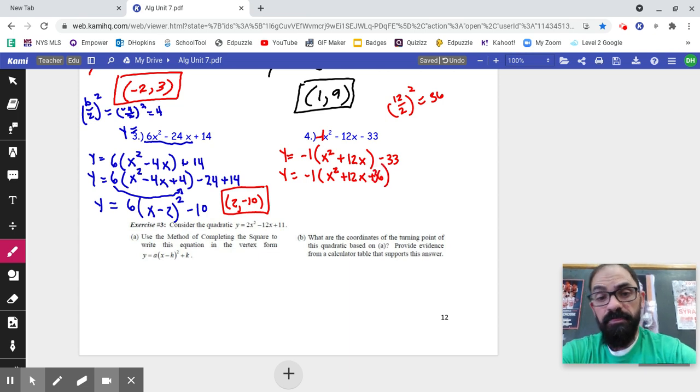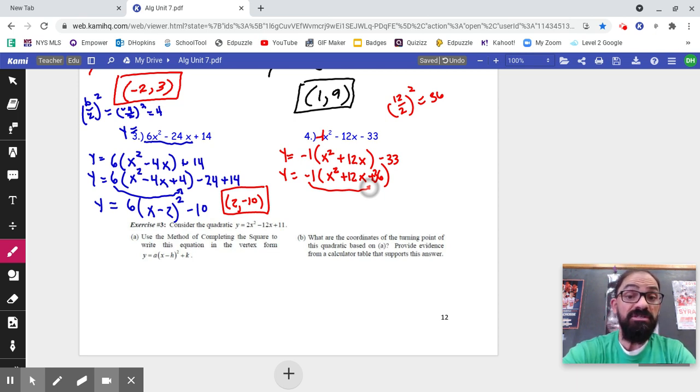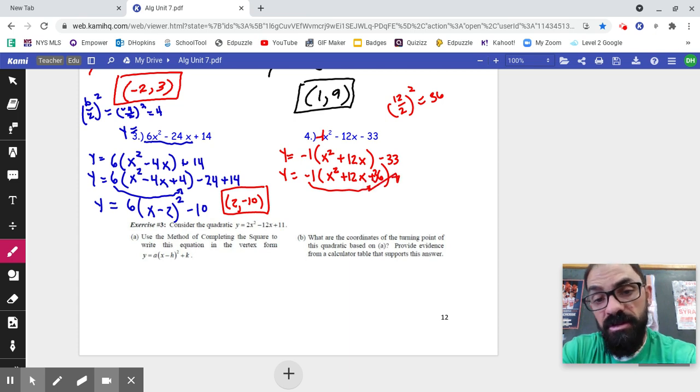And subtract 36. Only, let's see, if I distribute this negative 1, what did I really do? Negative 1 times 36 is negative 36. So I technically subtracted 36. So if I subtract 36, I have to add 36. I have to add 36 is what I was saying, and then minus 33.